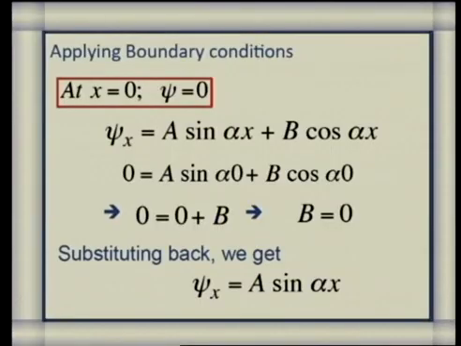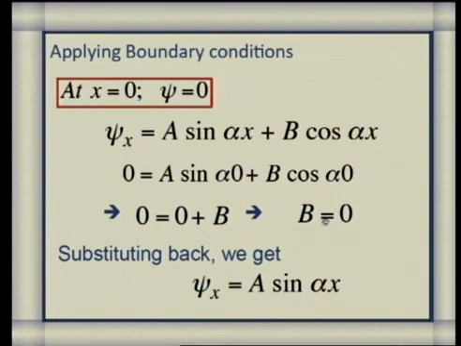Let's see what we get. When I apply my first boundary condition, at x is equal to 0, psi must be equal to 0. If I substitute, psi x is 0, equal to a sin alpha 0, that is, I am just substituting 0 for x, plus b cos alpha 0. What do I get? I get a sin 0, and sin 0 is 0, and cos 0 is 1, so I get b. That means 0 is equal to b, or b is equal to 0. That is one thing we get by applying the first boundary condition.